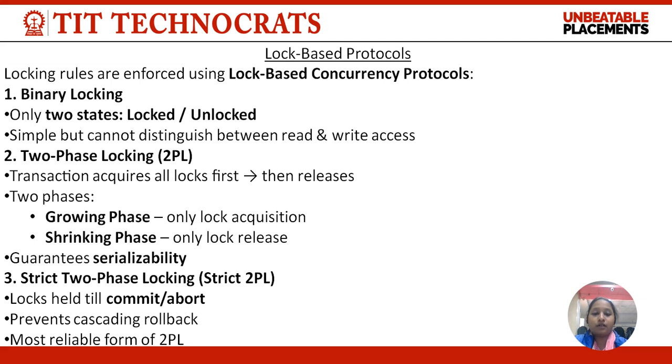Next is lock based protocols. There are three major lock based protocols. First is binary locking, simple but limited. Second is two-phase locking, also called 2PL, which ensures serializability through the growing and shrinking phases. Third is strict 2PL, which holds locks until commit and prevents cascading rollbacks.